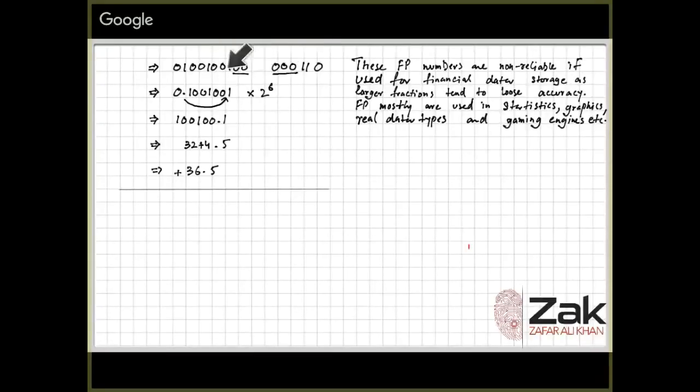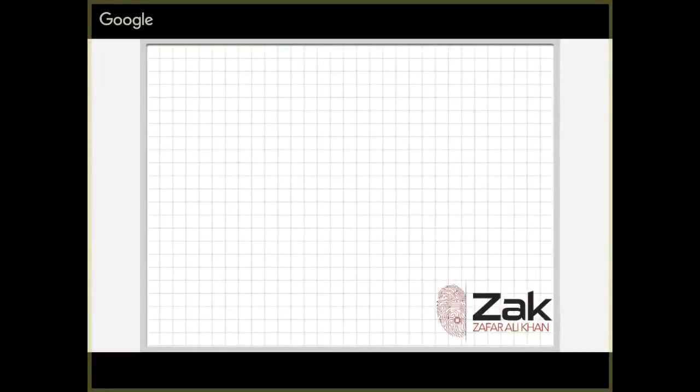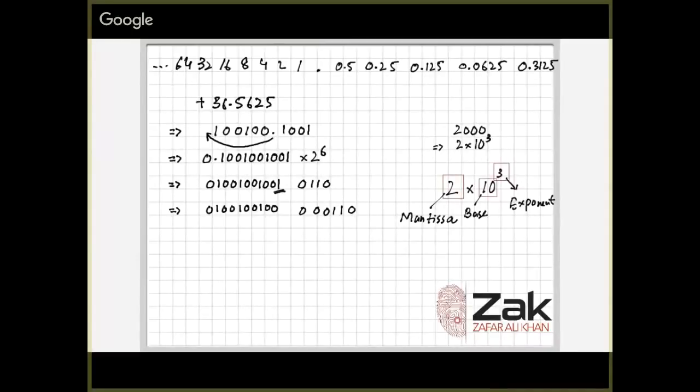Let's say we have got this number given, we are not given a denary number, rather we are given what? A binary number, and binary floating point number. So we would have to do it the other way around. All right, so let's see how we do that. Let's start solving the same number. So this is 0, 1, 0, 0, 1, 0, 1, 0, 0, 0, 1, 1, 0.